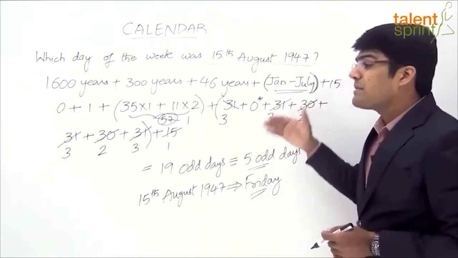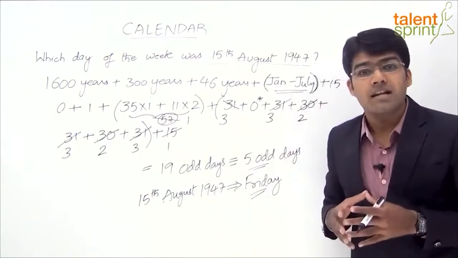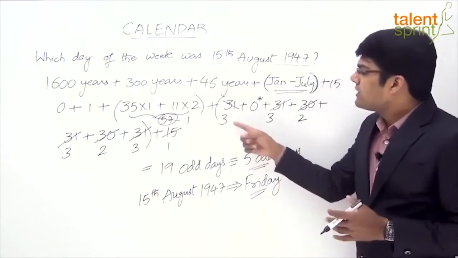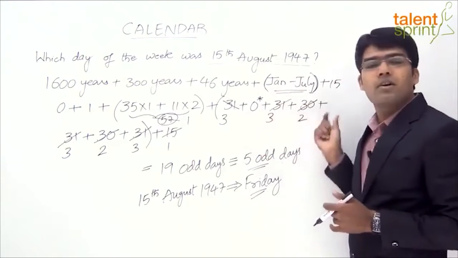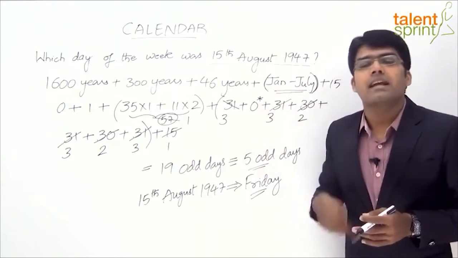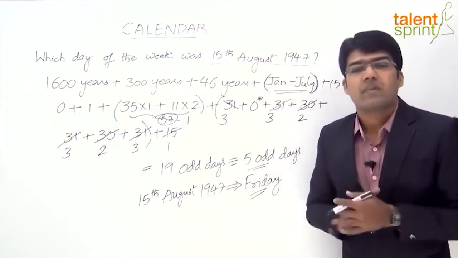So to get the answer much faster, let us now construct a reference chart. And that reference chart will help us in finding out the total number of odd days for this period directly without having to take it for individual months. And then we'll again calculate the day for 15th August 1947 and see how quickly can we get the answer.